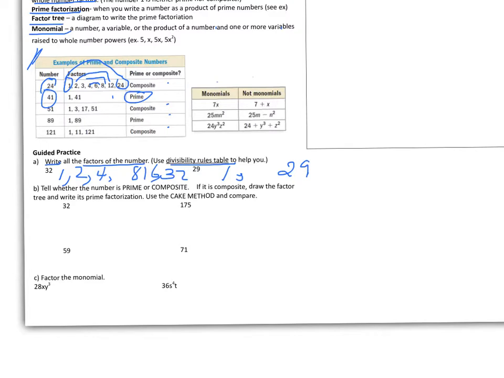Now, part B asks you to tell whether the number is prime or composite. If it is composite, draw a factor tree and write its prime factorization. You can also use the cake method to compare your answer. On the test, if I do not ask you to draw a factor tree, you may use the cake method. If you are asked to draw a factor tree, you will have to draw one. So let's take a look at number 32.